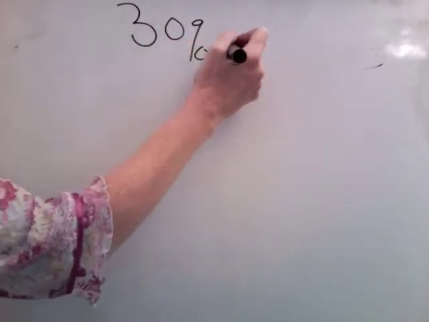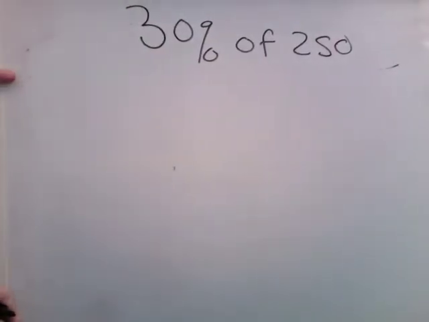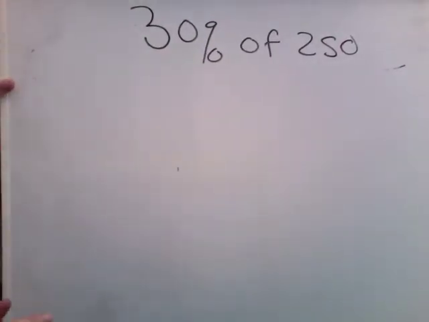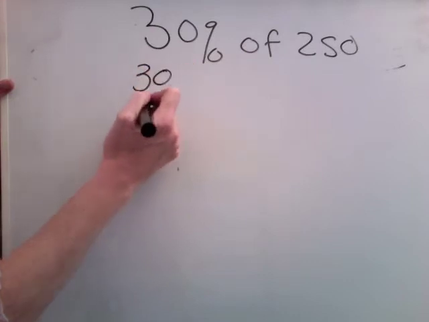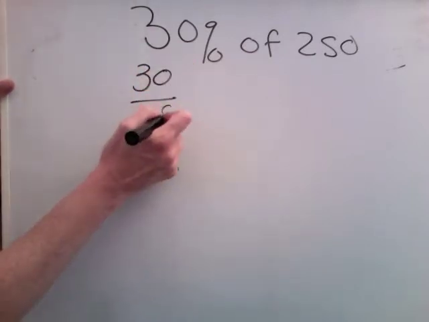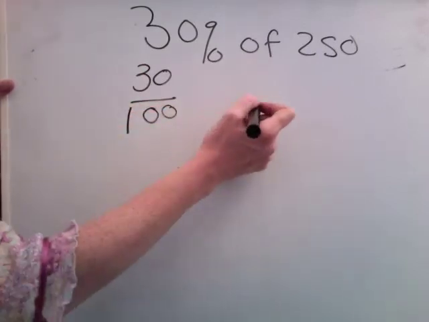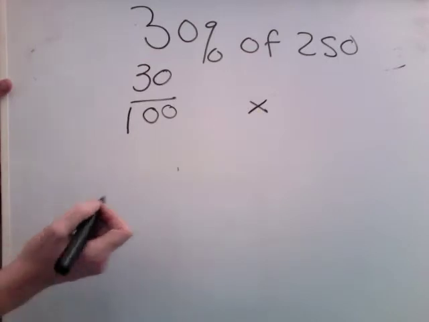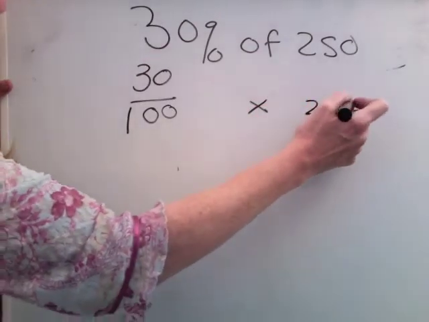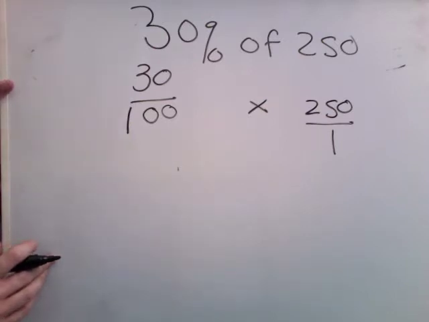30% of 250. The first step is to change the 30% into a fraction. It has 2 digits, so the fraction will have 2 zeros. Of means times, and then we have 250, which as a fraction is 250 over 1.